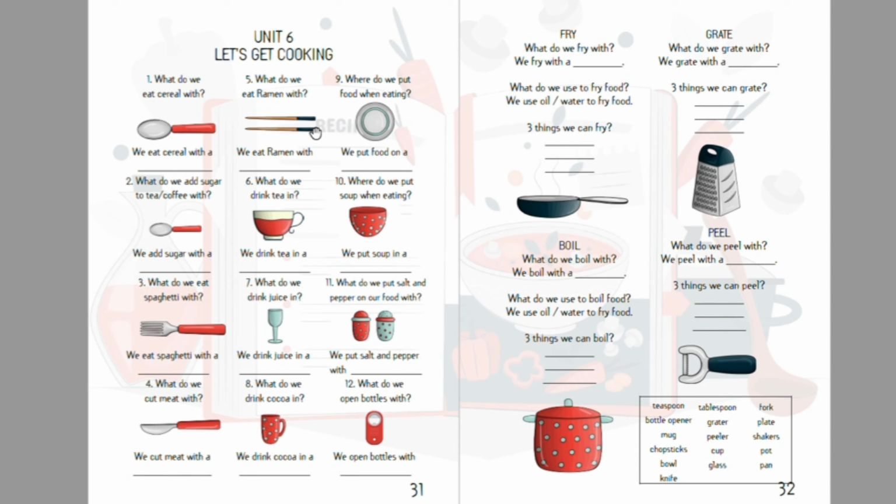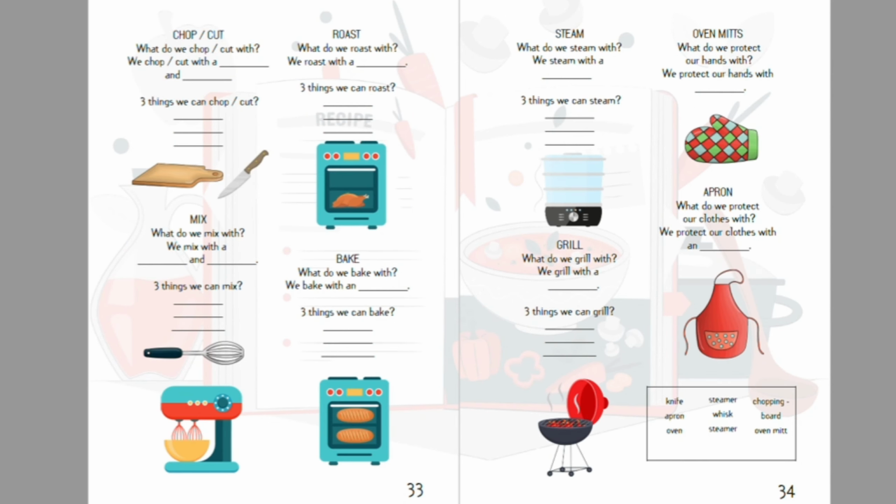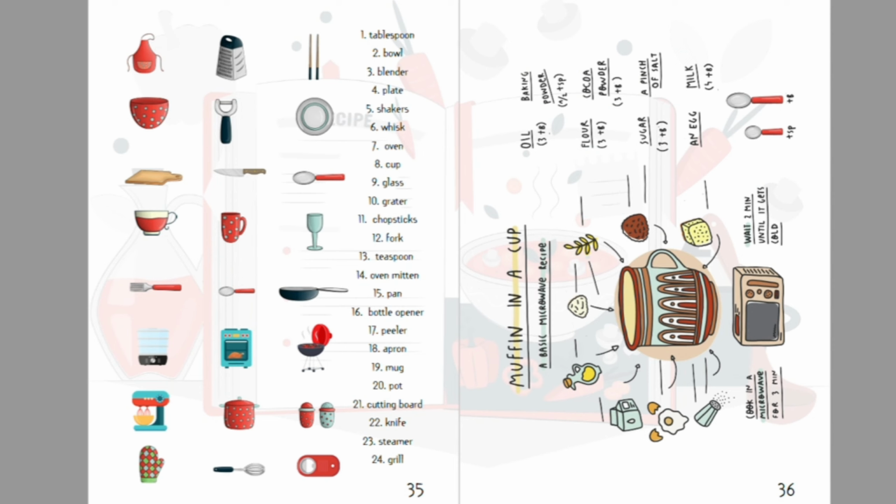So, our unit will be divided into three parts. The first part will be focusing on kitchen utensils. The second part will be talking about cooking methods. And the third part is a practical lesson where we will be making a wonderful, delicious muffin in a cup. So let's get to it.